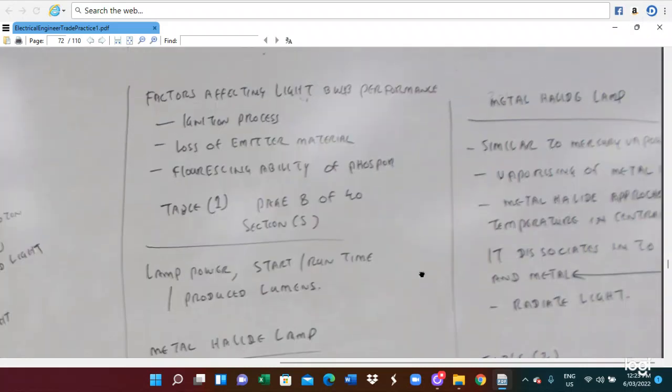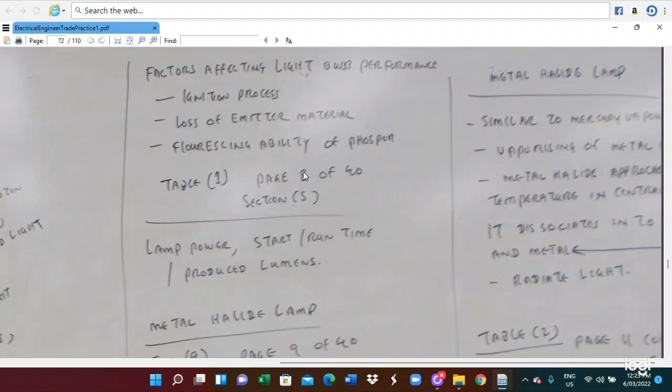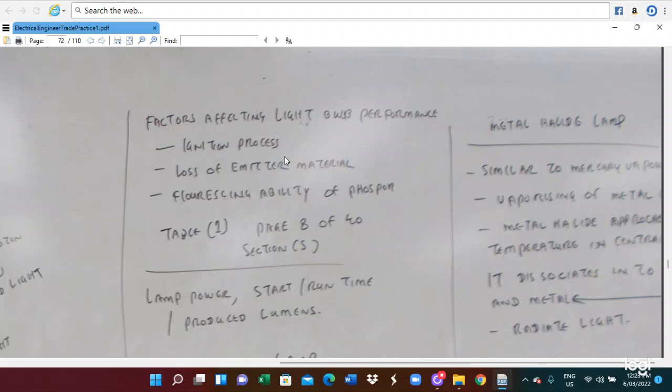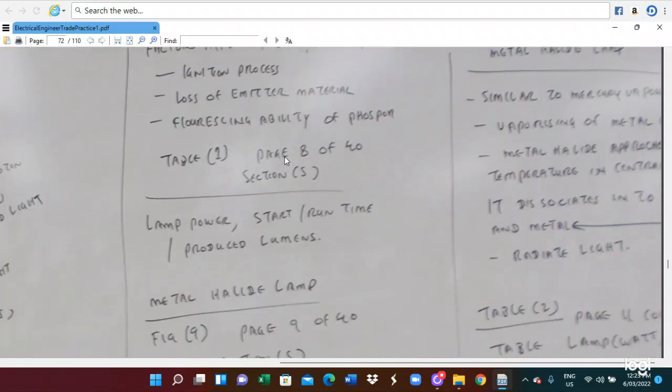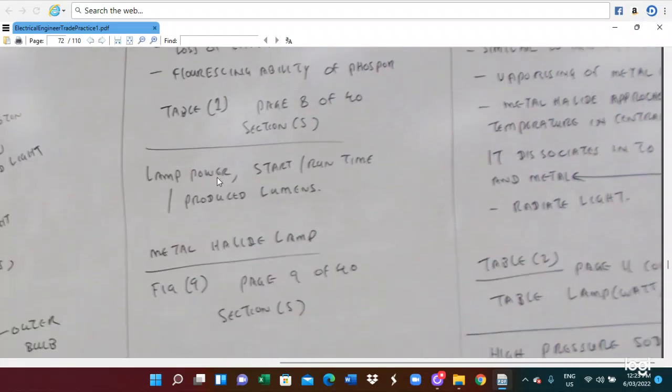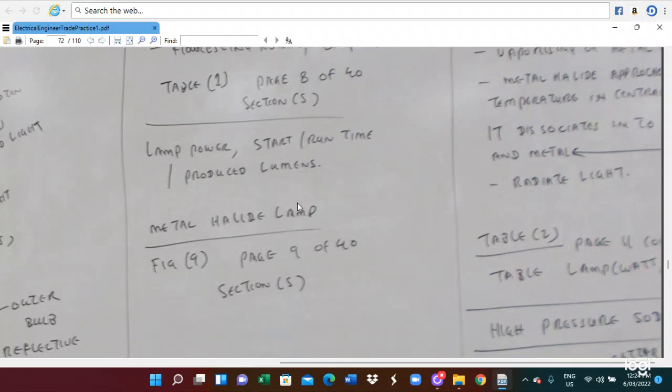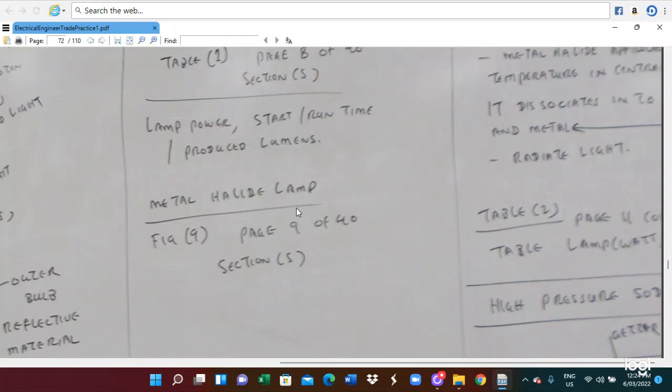Therefore, the factors affecting the light are the ignition process, the loss of the emitter material, or the fluorescent ability of the phosphorus. So those are the factors affecting the light emission. The lamp power, start and runtime also determine the appropriate luminance. They are also important aspects of the characteristics of the fluorescent light.